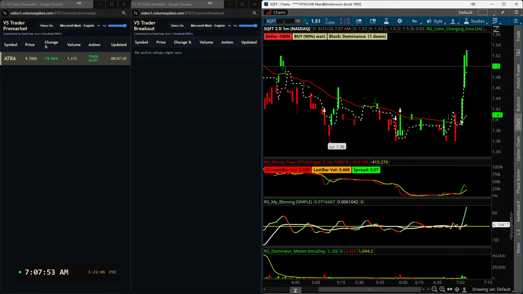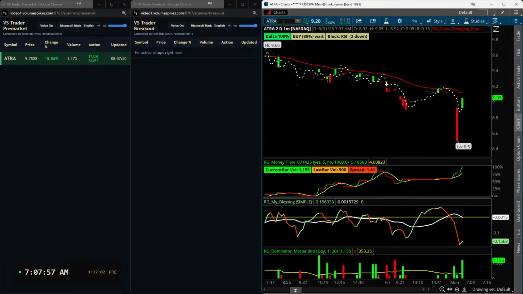Pre-market trade alert. ATRA. No movement. Just one little green candle. Somebody bought something.